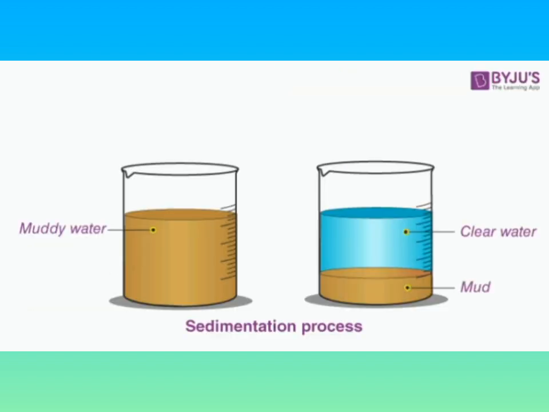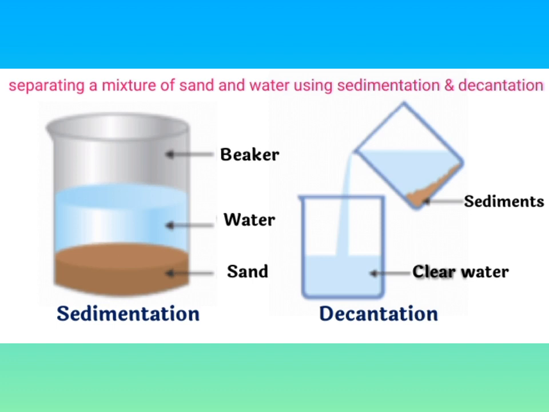Okay. So the next process is called sedimentation and decantation. This process involves the following steps. First, mud or sand and water are mixed in a beaker and allowed to stand undisturbed. After some time, the mud settles down at the bottom of the container and this mud which settles down is called sediment. This process is called sedimentation. The clean water that we get on top can then be poured out into a separate container without disturbing the sediments. This process is called decantation.